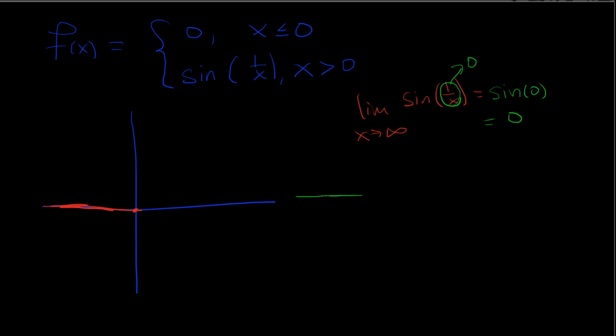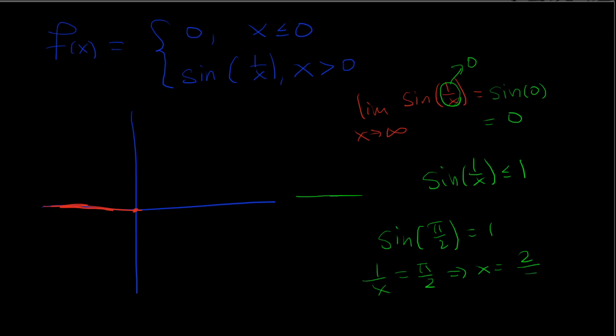Now the maximum this could be, because it's sine, we know sine has to be less than or equal to 1. So the maximum is going to be 1, and that is when the angle is pi over 2. We know that sine of pi over 2 is 1. Here we have 1 over x, so we set 1 over x equal to pi over 2. That means x has to be 2 over pi. So basically somewhere around here at 2 over pi, we're going to hit 1. And then we're going to come down to eventually 0.